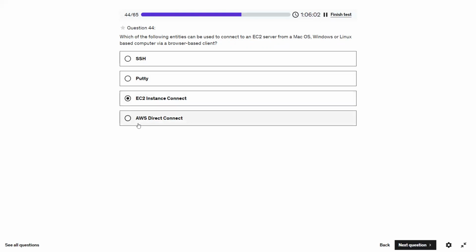It is for the premise to the AWS. So instance connect means directly from the console. That is from the web browser.